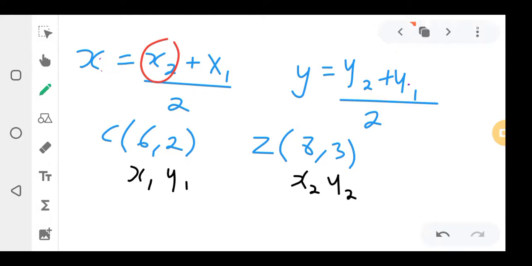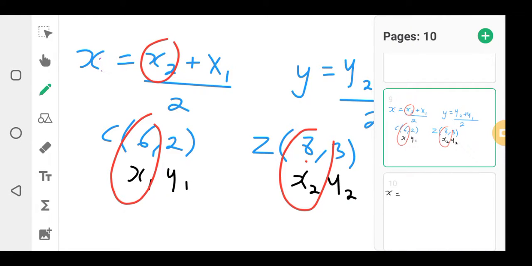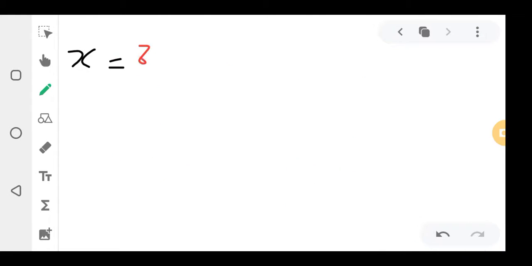What is my x2? My x2 is 8, as you can see. Where there's x2 there on top, I put 8. So x2 is 8, and then x1 is 6. So I put 8 plus 6. That is 8 plus 6 divided by 2.